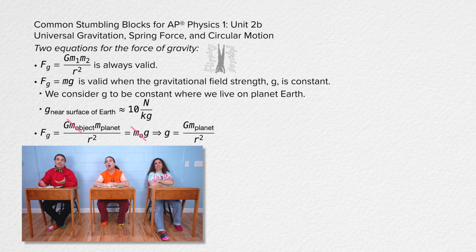But remember, r is the distance between the centers of mass of the two objects, so for an object near the surface of a planet or orbiting a planet, r equals the radius of the planet plus the altitude of the object, and altitude is the height of the object above sea level. Nice. Thanks. Well done, everybody.